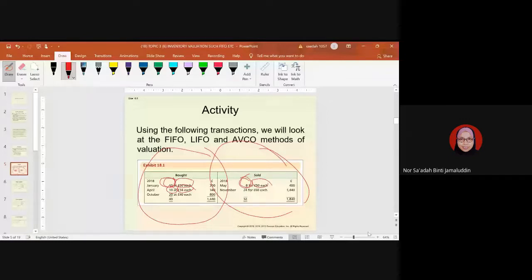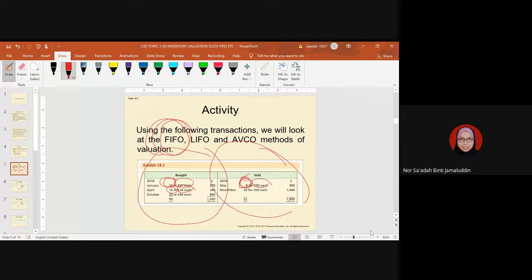Okay. The question is, macam mana kita nak record? Sekarang ni dia keluar 8 ni. Kita nak tolak daripada yang April ke kita nak tolak daripada Januari? Itu persoalannya. So, jawapan kepada soalan saya adalah kita guna first in, first out.